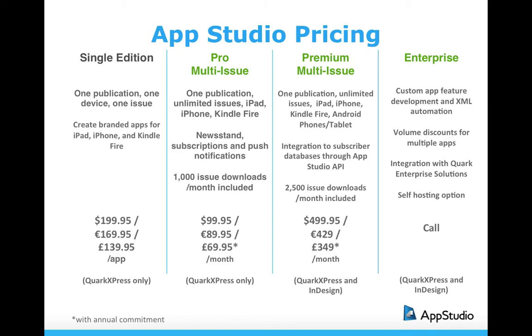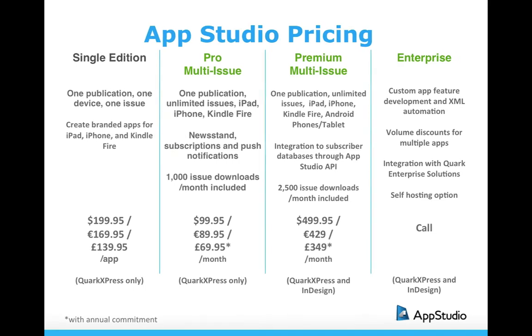And then the fourth one is our enterprise and agency plan, which might be interesting for you if you want to do self-hosting, so not hosting what we offer within Amazon S3, or if you have multiple apps and you are looking for volume discounts there, or you want to integrate that into your existing enterprise ecosphere, or maybe you want to automate publishing to apps using XML or other automation features. So if you're interested in that, give us a call. It depends on what feature you need, and a feature could also be, of course, a custom feature that you need for a very specific app.